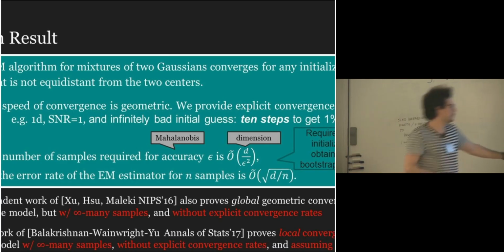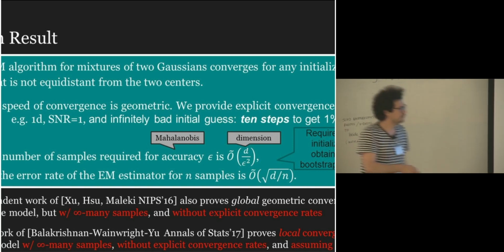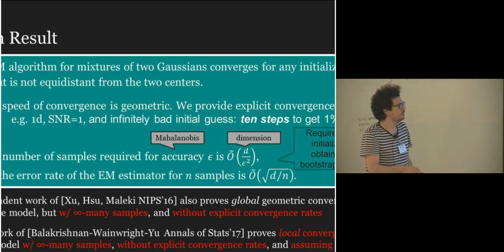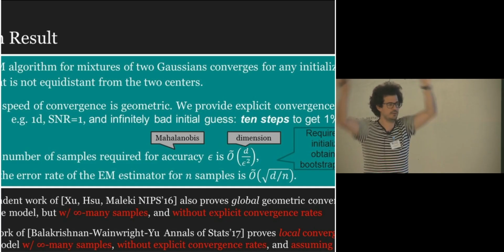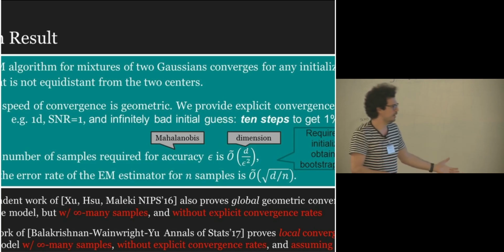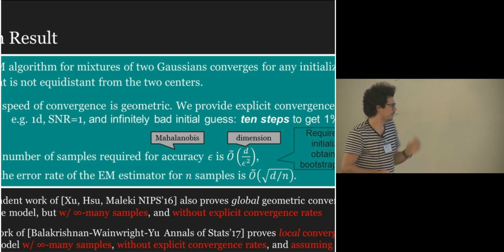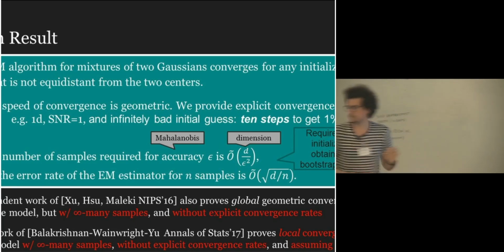Just to compare to independent and prior work, independent work of Xu, Su, and Malecki from NIPS also proves global convergence guarantees for the exact same model. But they only look at the population version, where they have infinitely many samples from the mixture, and they do not provide explicit rates. Prior work of Balakrishnan et al. provides only local convergence guarantees, and also assuming separability.